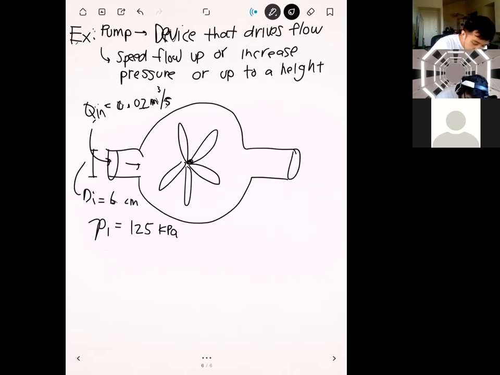And then we know the outlet conditions too. So we know that the diameter of the outlet is going to be 2 centimeters. Okay. And the pressure at the outlet is going to go up, is going to be 450 kPa.